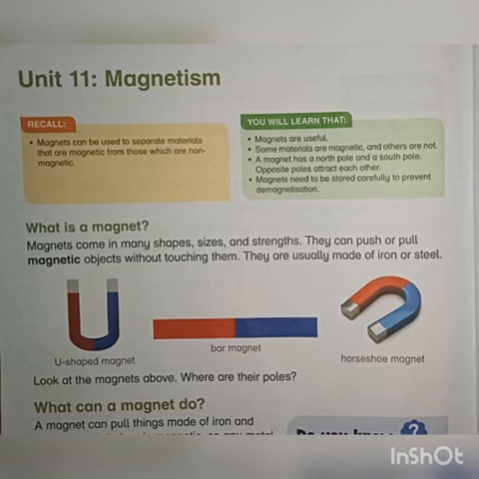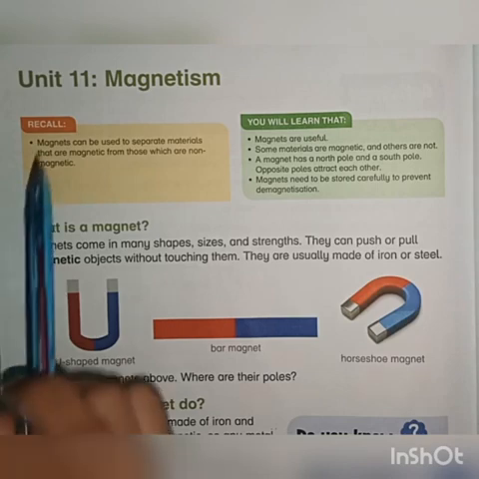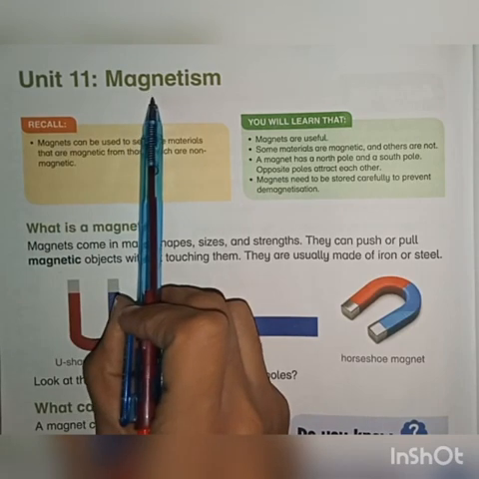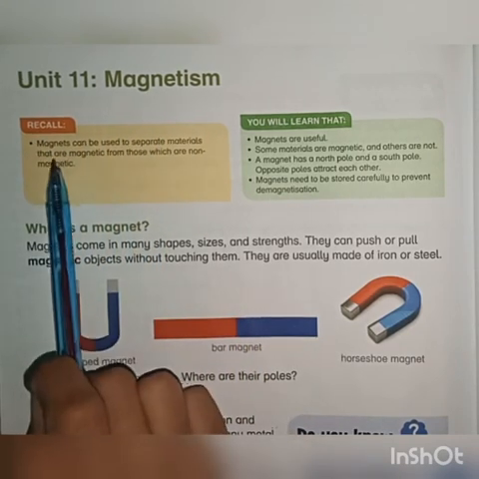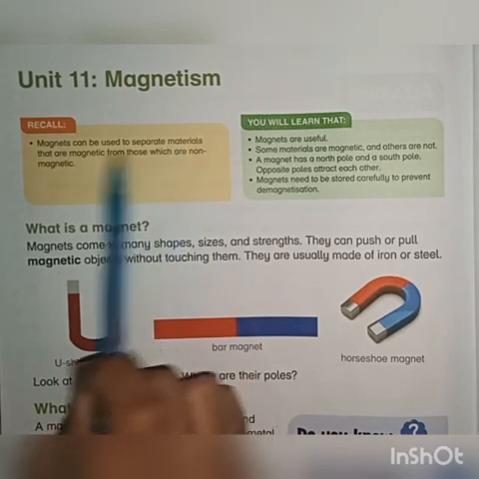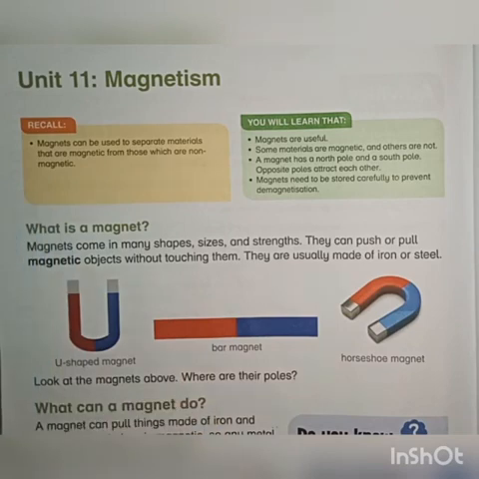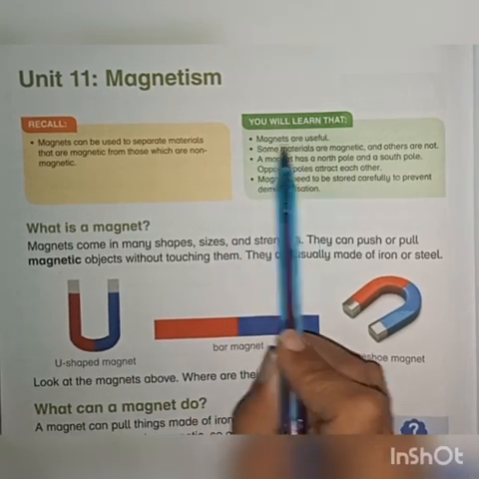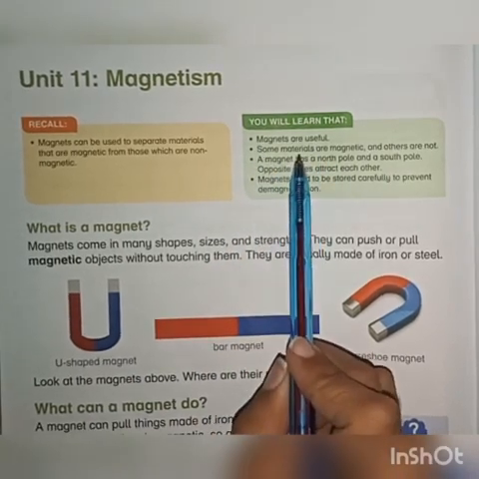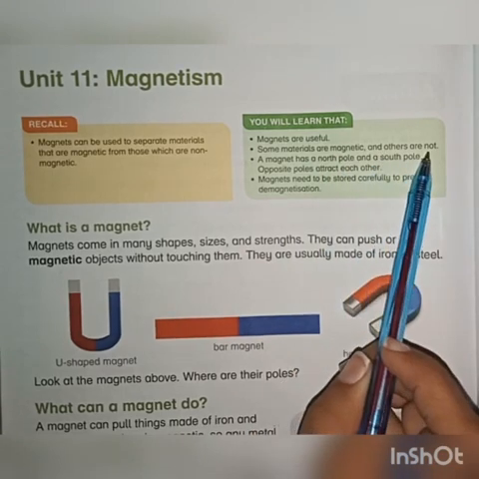Welcome to online studies. Today we are going to start our third term syllabus, Unit 11, Magnetism. Recall, magnets can be used to separate materials that are magnetic from those which are non-magnetic. After reading this unit, you will learn that magnets are useful. Some materials are magnetic and others are not.